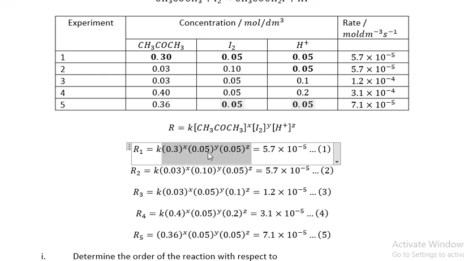After replacing x, y and z, you have the value of k, and then you can work out the units because you have the units of the rate. Now the units of these concentrations, you raise them to the power 3. Then when you divide, you're going to have mole per dm cube per second divided by mole cube per dm cube. Then you simplify to have the result.